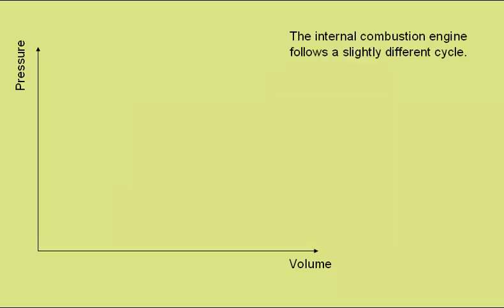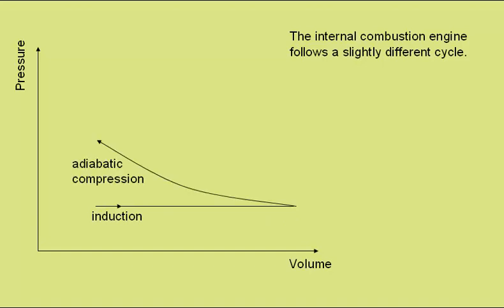The internal combustion engine follows a slightly different cycle. Starting with induction, as air is drawn into the cylinder, we have it open to the atmosphere, and so there is no change in pressure as the volume of the cylinder increases. Next, we compress the gas with no heat source, so this is adiabatic compression. When the gas is compressed, we then ignite the gas using the spark plug, and there will be no change in volume, but a massive rise in pressure, like this, during the combustion phase.